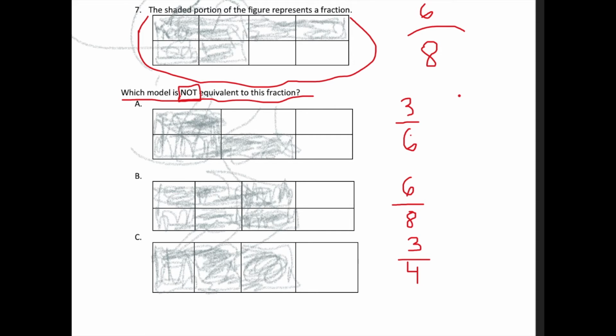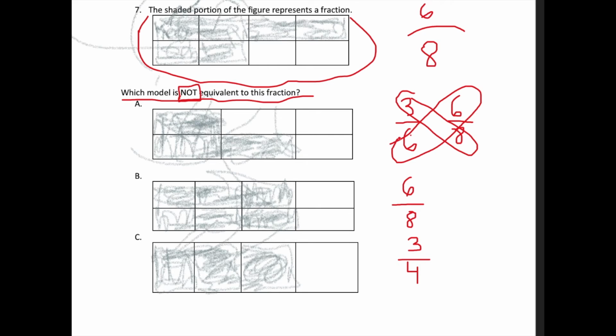But let's go and try 3/6 and 6/8. Let's see if they're equivalent. And we're going to use cross multiplication. First, we're going to go ahead and do 3 times 8. And then 6 times 6. So let's see if they're equivalent.